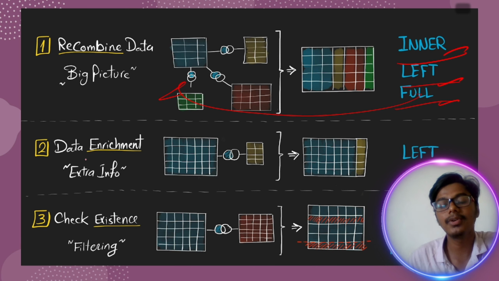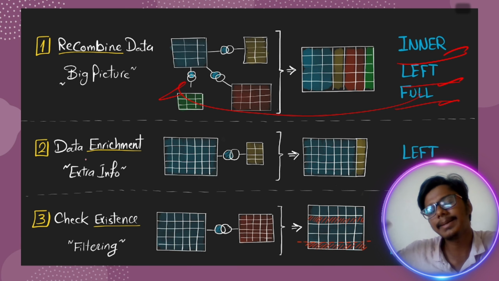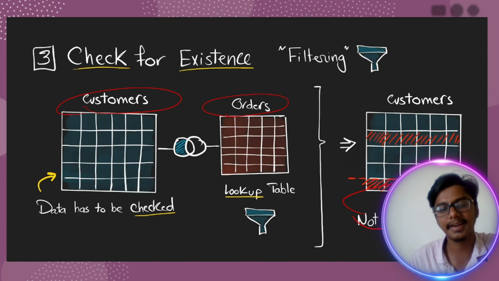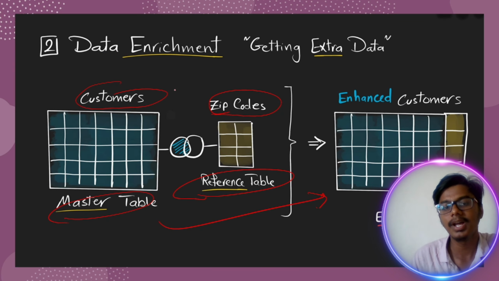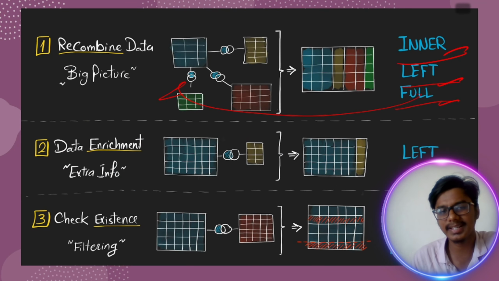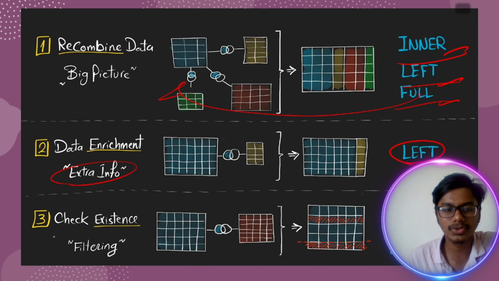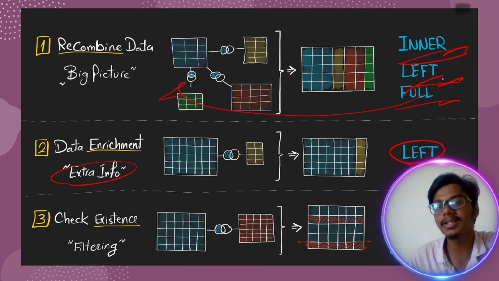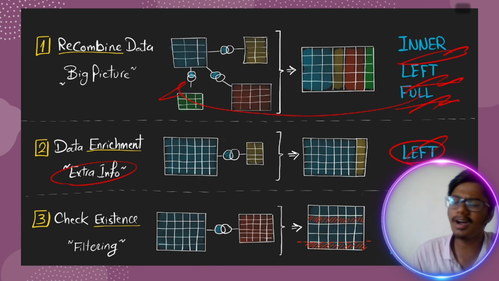If your motive is to get some extra information, like I'm explaining, say these are the customers table and these are the zip code tables. I want to combine those tables; these are extra data enrichments. If we want to get the extra info, you use the left join. That's the basic intuition I'm going to teach. Later we will discuss inner, left, and full joins. Later all those things are covered. Don't worry about that.